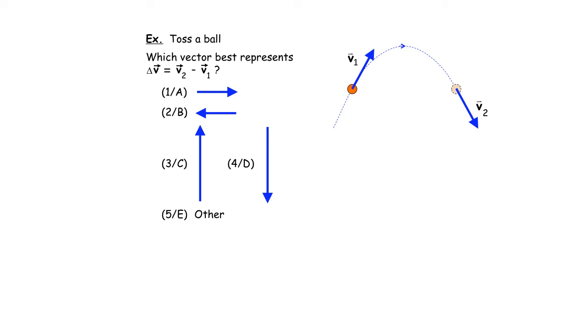So go ahead, take this one. Let me make sure this is the right one. Yeah. You guys should have this now in front of you. Take a minute, think really carefully, talk to the people around you, really understand and draw what's going on here. So the question is, which vector best represents v2 minus v1?